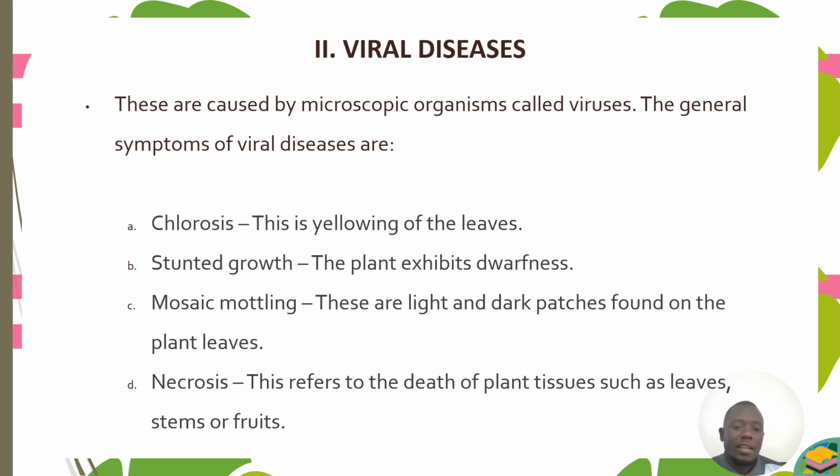Then I've got stunted growth. With stunted growth, the plant exhibits dwarfness. The plant does not grow healthy. It does not grow tall. So that's stunted growth. Then we've got mosaic mottling. These are light and dark patches found on the leaves. So they are light as well as dark. That's mosaic mottling. Then we've got necrosis. This refers to death of plant tissues such as leaf, stem, or fruits. You find that some of the plant parts are not functioning, or they are dead. So that one is necrosis.